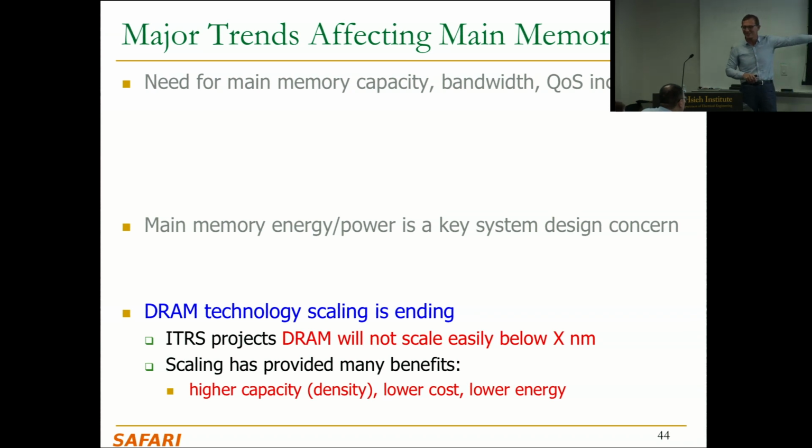DRAM technology scaling is ending. And I believe this is true. It's not becoming easier for sure, it's becoming much worse. So what is technology scaling? Essentially, the feature size of a DRAM cell, we're able to reduce it every technology generation. And that feature size, let's call it X, will not scale easily below X nanometers.